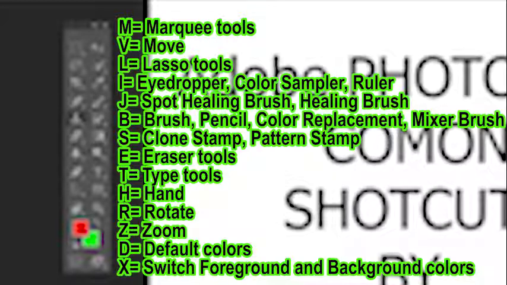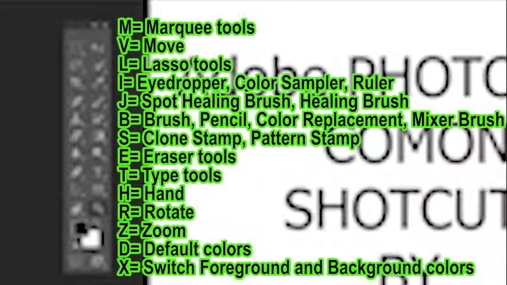S, clone stamp tool. E, eraser. And T, the type tool, plus H, hand. R, rotate. Z, zoom. D, default colors. And X, switch between foreground and background.